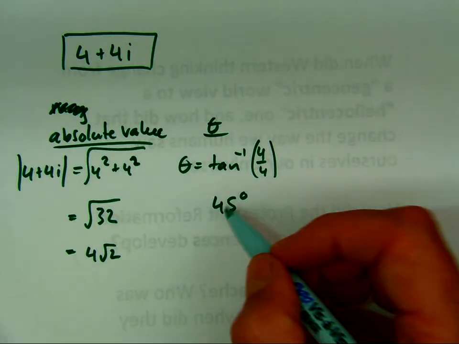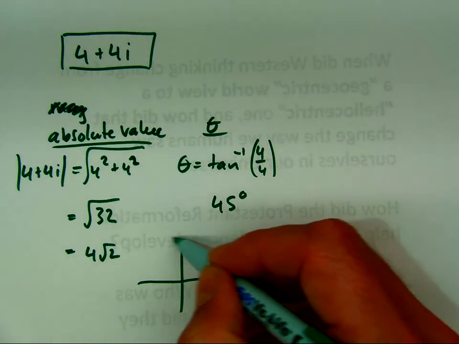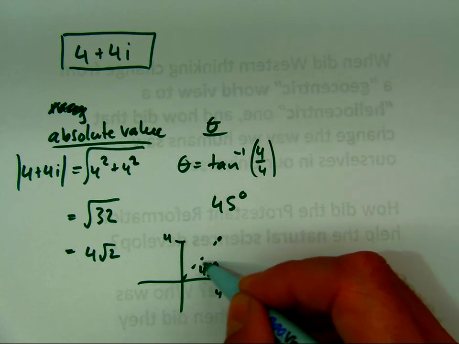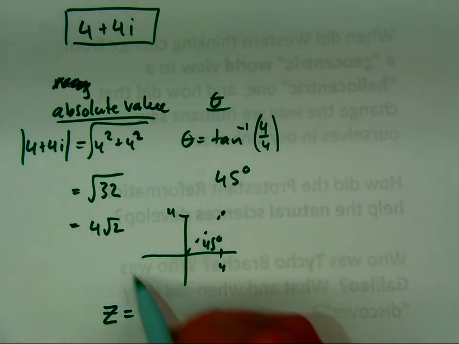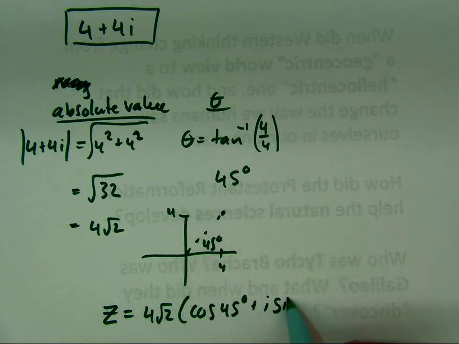Before we use that angle, let's see what quadrant it's in. 4, 4, and 45 degrees will be the correct angle to use. So we say z is r cosine theta plus i sine theta.